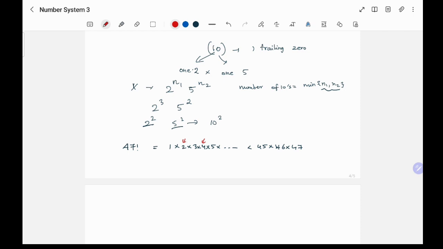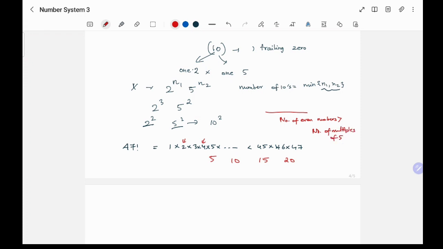And where are the 5s occurring? 5 is occurring once in 5, then in 10, then in 15, then in 20. So 5 is occurring only in the multiples of 5, and 2 is occurring in the multiples of 2, which is nothing but the even numbers. So if you take any consecutive natural numbers, the number of even numbers is greater than the number of multiples of 5.